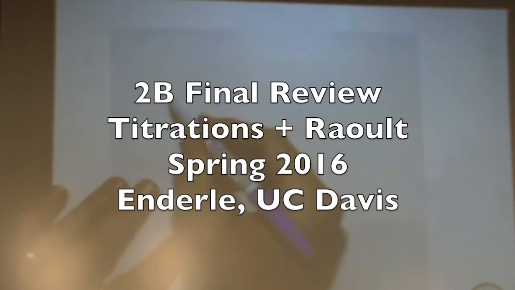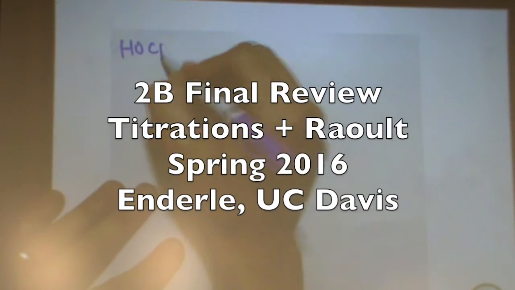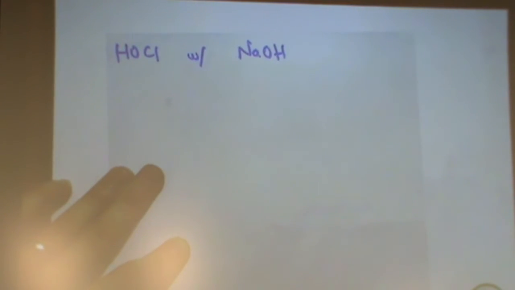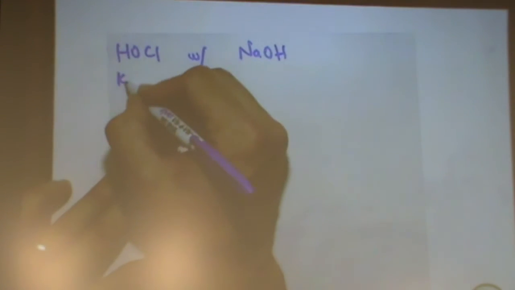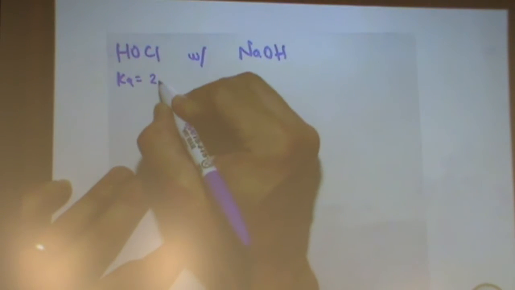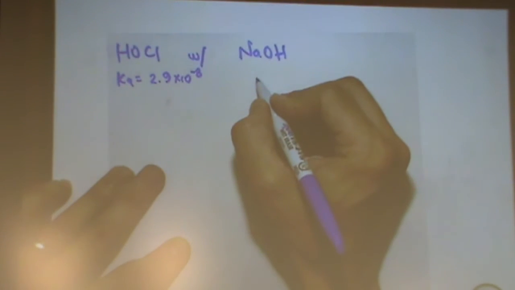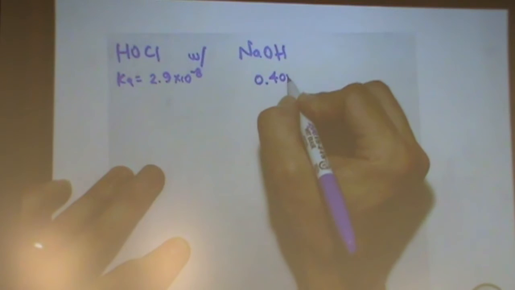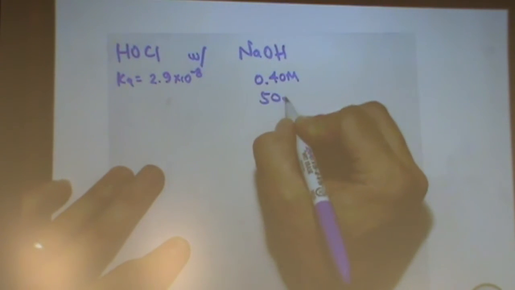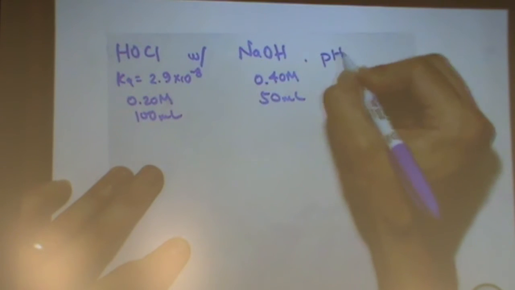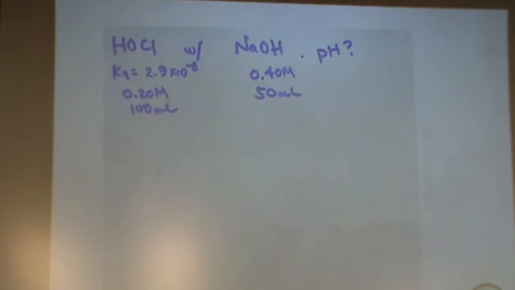Let's say I have HOCl titrated with, so I won't be able to do a whole titration problem, but I'll do a partial one for fun. The Ka of this is equal to 2.9 times 10 to the minus 8. Let's say this concentration is 0.40 molar, and we have 50 milliliters. Let's say this concentration is 0.20 molar, and there's 100 milliliters. I want to know the pH of these two mixed together.